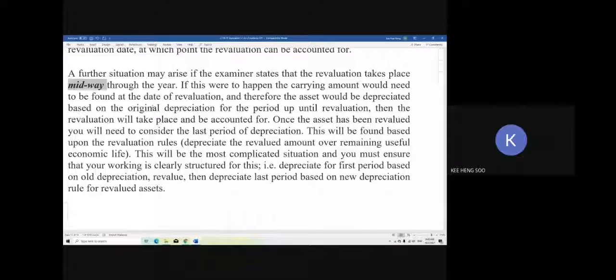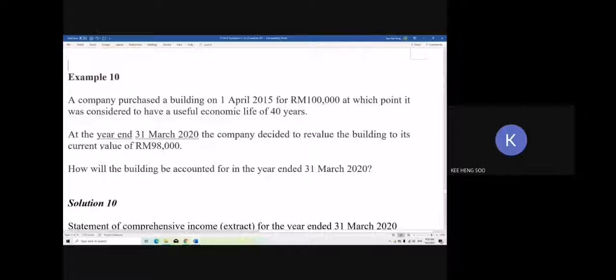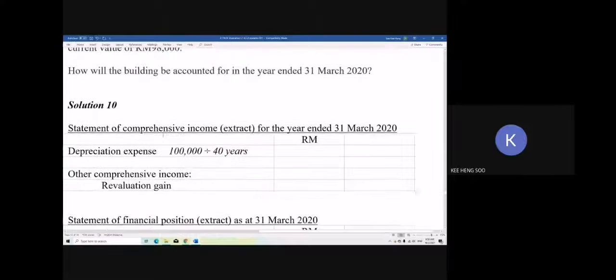That is how I want to prepare you for your degree level. Whatever you study in the diploma is just basic. On the first day or the last day, in the degree, any day in between. The company purchased a building on 1st April 2015. So 16, 17, 18, 19, 20: 5 years later, you revalue the building. So you divide by 40 years.